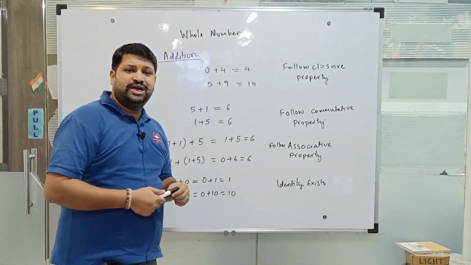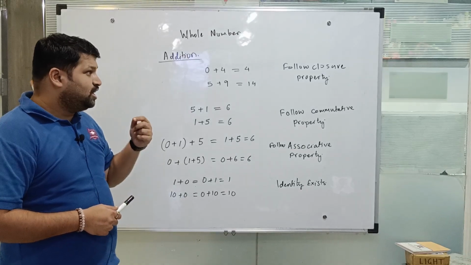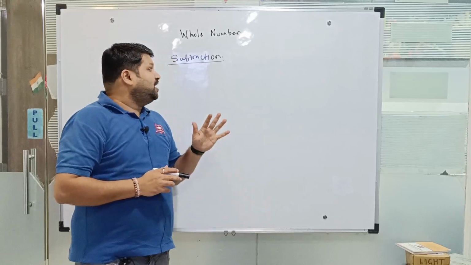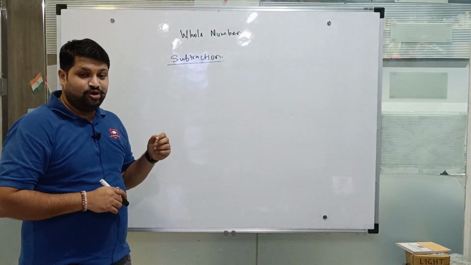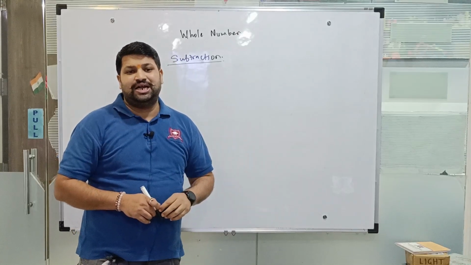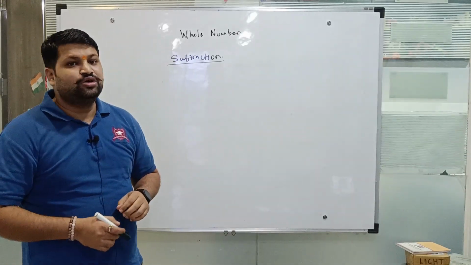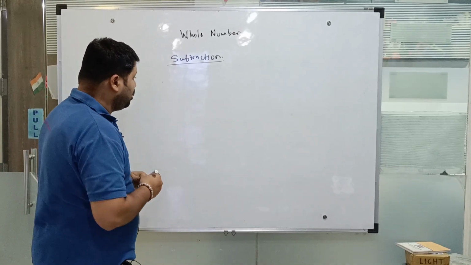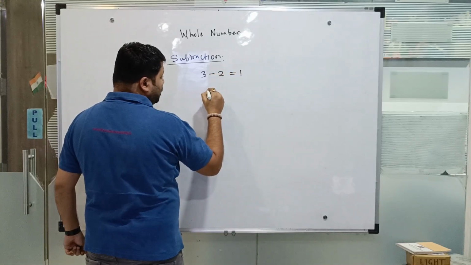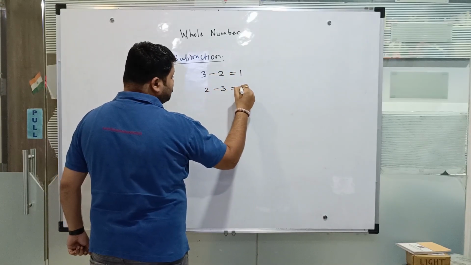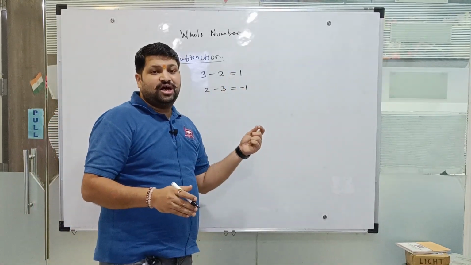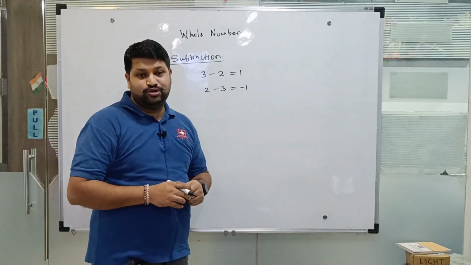Now let us talk about subtraction, what happens when we subtract two whole numbers. When we subtract two whole numbers, it is not necessary that the final answer is going to be a whole number. We can have 3 minus 2 is 1. However, 2 minus 3 will be minus 1, and minus 1 is not in whole numbers. So we'd say that subtraction does not follow the closure property.